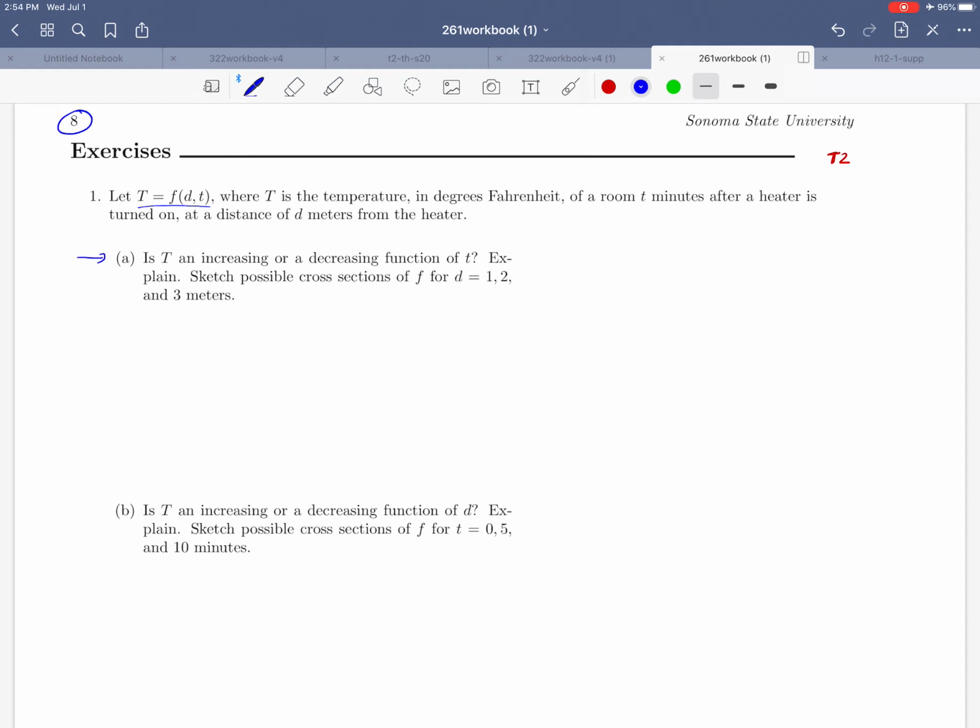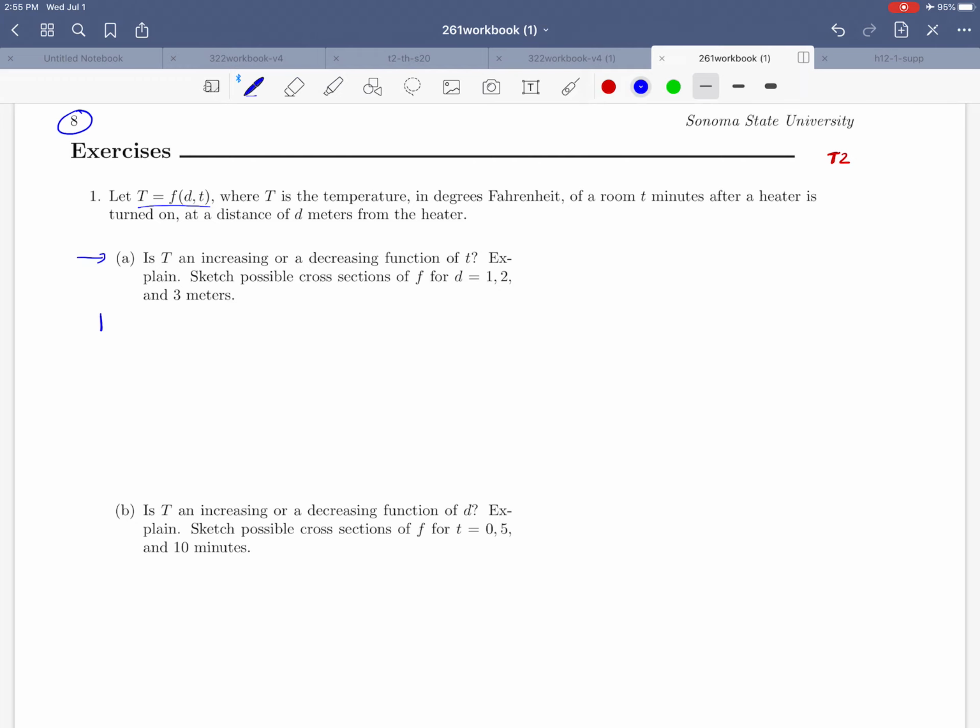To help you picture this situation, imagine that you've got a nice chair, and you're sitting in this room with the heater turned on, and you pick a position a fixed distance away from the heater, maybe 1 meter away, and ask yourself, if you sit in your chair in that position and time goes on, what should happen to the temperature? Well, the heater's on, so the room should be heating up, which means that the temperature should be increasing. That makes sense logically.